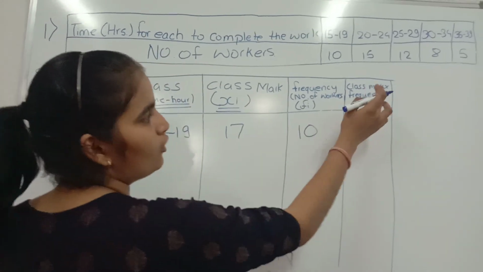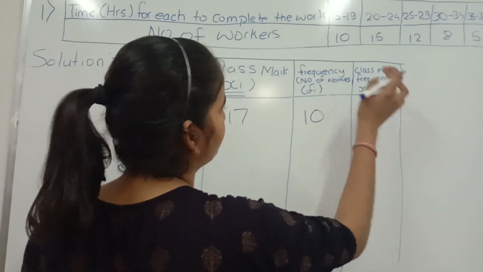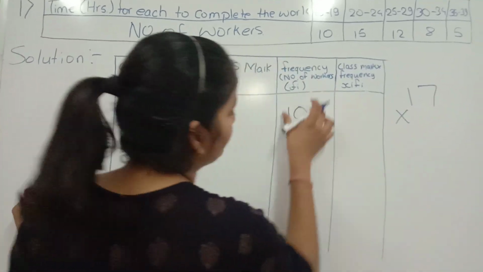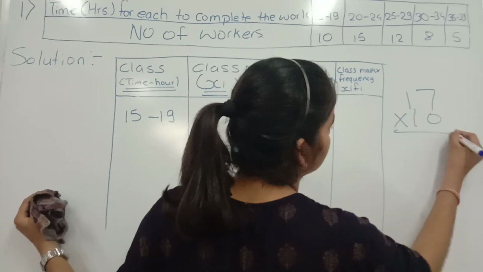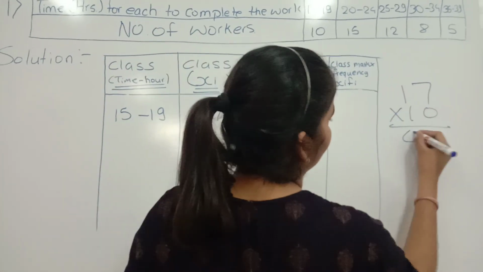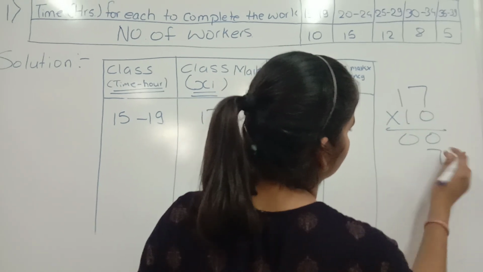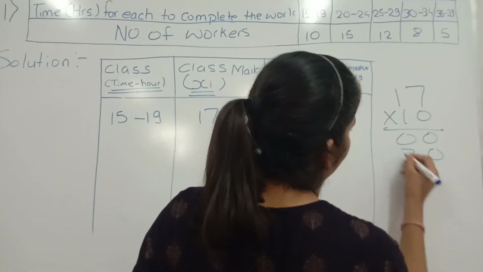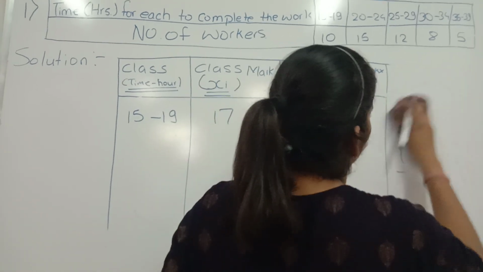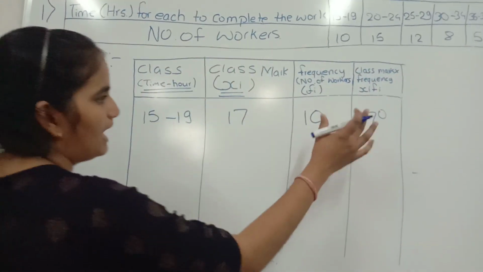So simply, as I already told you, class mark multiplied by frequency. So our class mark is 17 and our frequency is 10. So we have to just multiply them both, because class mark multiplied by frequency. So 17 times 10, the answer will be 170. Okay, so our first one is done.